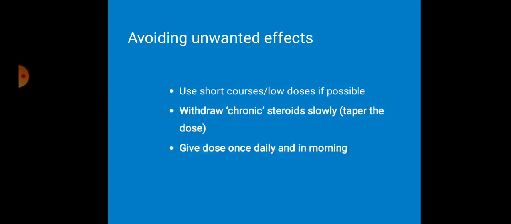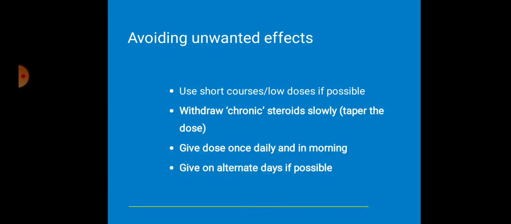Give the dose once daily and most preferably in the morning hours, so that it will complement the morning corticosteroid secretion and will not affect the HPA axis or cause adrenal insufficiency. And recently it is also mentioned that the drug dose can be doubled and given on alternate days, if possible. If the dose to be administered is 5 mg of prednisolone, it can be made 10 mg and administered on alternate days, so that it has the least effect on the HPA axis.